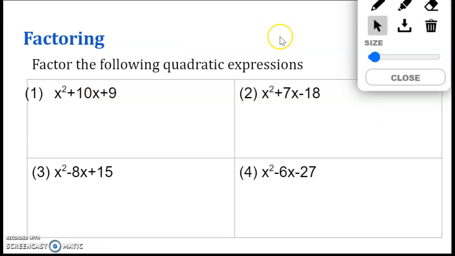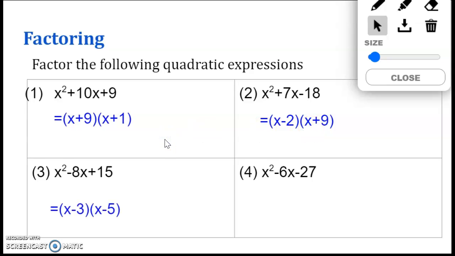Okay, at this point, you're going to pause the video and try to factor this yourself. Please pause the video, because I am going to share with you the answers in 3, 2, 1. It's x plus 9 times x plus 1, because the constant is positive 9, so it has to be either positive positive or negative negative, but we need to end up with a sum of 10. Number 2 is x minus 2 times x plus 9. Number 3 is x minus 3 and x minus 5, and then last, x minus 9 and x plus 3.